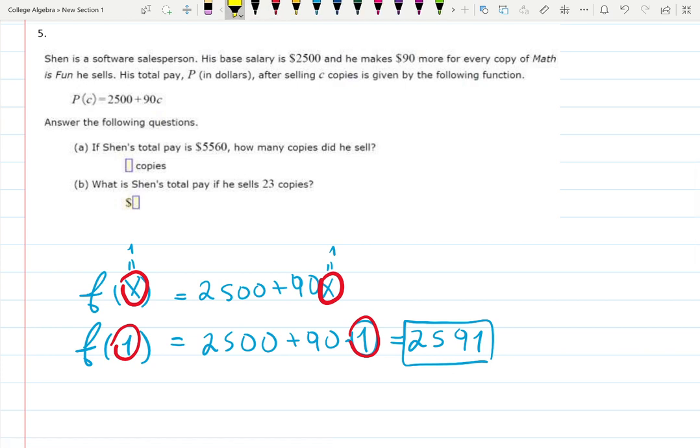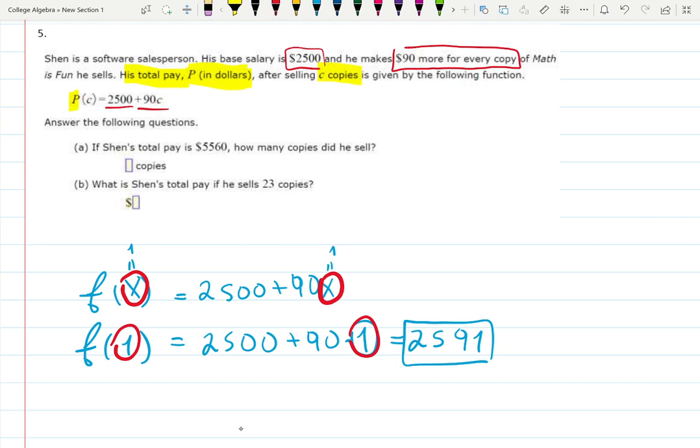Now let's figure out what's important here. There's a backstory, but I always read what's important. P is his total pay. That's the P on the left. Here it's a function, after he sells C copies. Okay, so P is the output. C is the input. P depends on C. The more copies he sells, the more money he gets. C times 90, because it's $90 for every copy, plus the base salary 2500. And that's how those real life problems are created. You know, it actually makes sense.